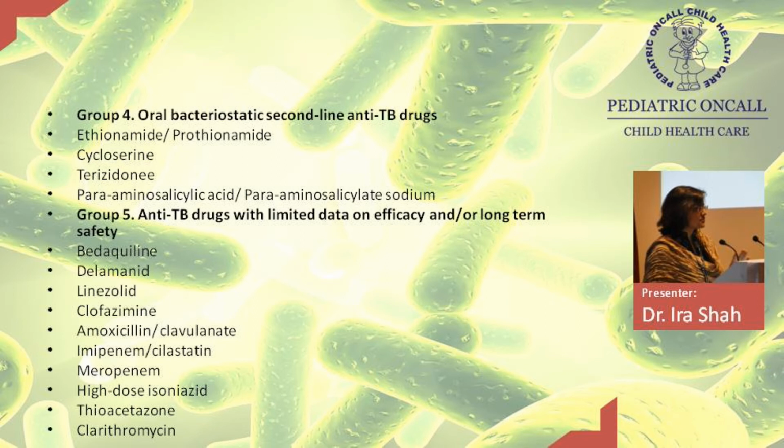Clofazimine, amoxiclav, imipenem, clarithromycin, meropenem, high dose INH which is 20 milligram per kg per day, and clarithromycin, whose role is not really defined. So if you are going to use any group 5 agents, the last option should be clarithromycin, unless you are suspecting the patient to have an NTM, non-tuberculous mycobacteria, in which case clarithromycin becomes much higher.